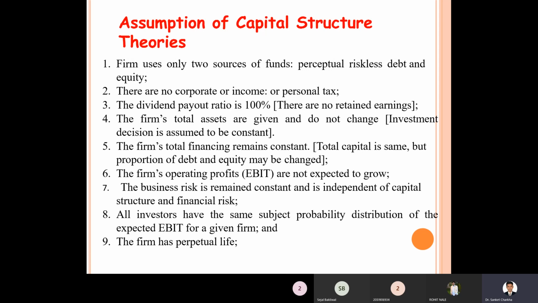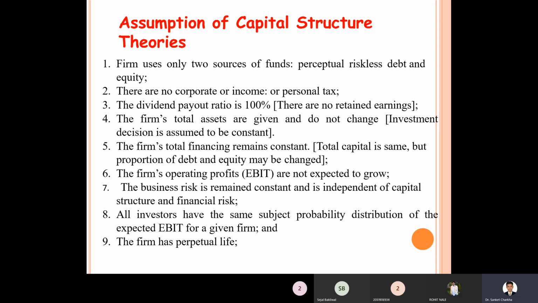Furthermore, all investors have the same subjective probability distribution of the expected EBIT for a given firm. So the investors' amount is also stable. All the components, the rate of return that has been expected, the probability distribution of equity and debt, the expected EBIT of a particular firm or capital structure, are also the same. So all factors remain constant.